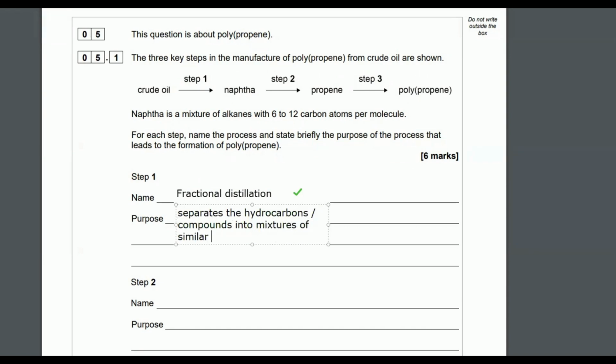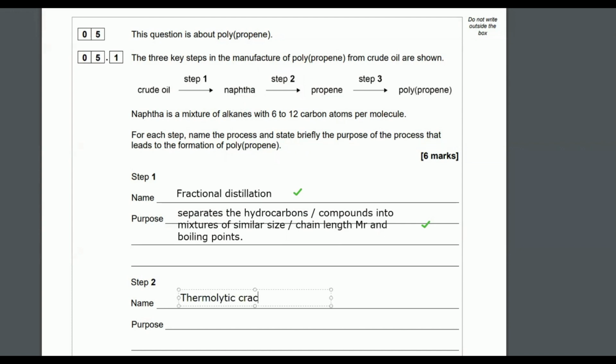So naphtha is not just one hydrocarbon like octane, it's actually all hydrocarbons from 6 to 12 carbon atoms. All alkanes from 6 to 12 carbon atoms. So like heptane, nonane, those would all fall in the naphtha range. So fractional distillation separates compounds into molecules of similar size and boiling point.